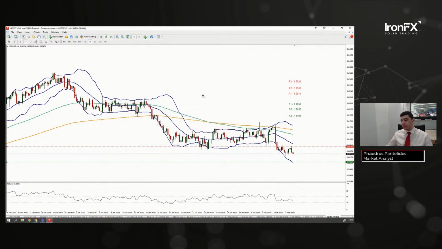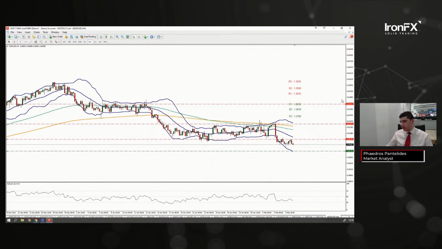Then for R2, R1 has found resistance, validated resistance, and is moving lower. R2 at the beginning of this downwards motion, and then R3, this old low. Had I placed it at this high, let's just place it at this high. Still a significant resistance level, failed to break above and moved lower. So have R1, R2, R3.